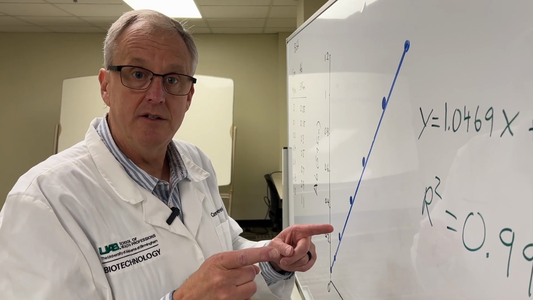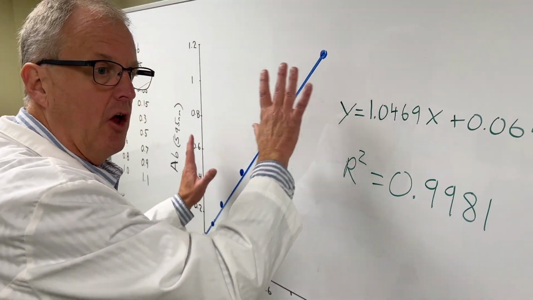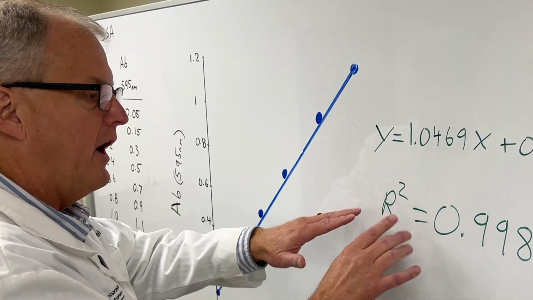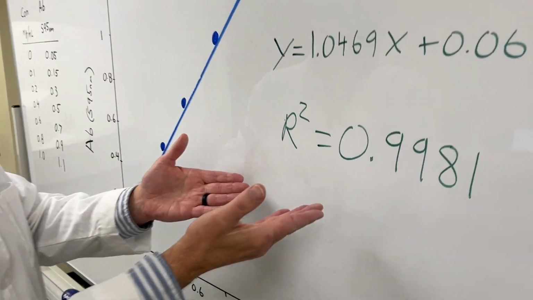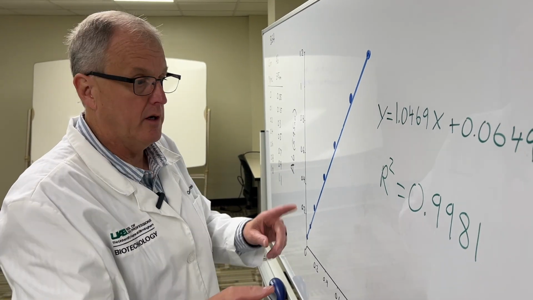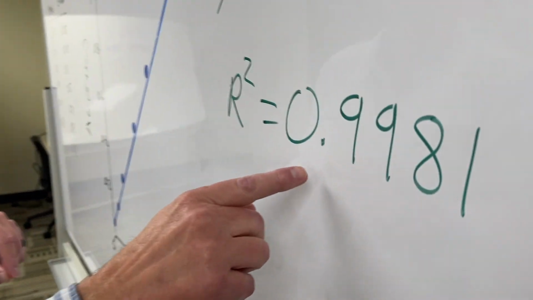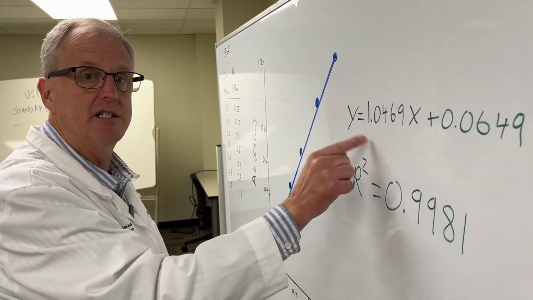It determines how close your data fits to this line. Closer to the line, you're going to have an R-squared value close to 1, which is the maximal value. Farther away from this correlation, it's going to be less than 1. Look what my R-squared value turned out to be, 0.9981. Pretty darn close. This is good. It's a good fit, and we can use this line equation.